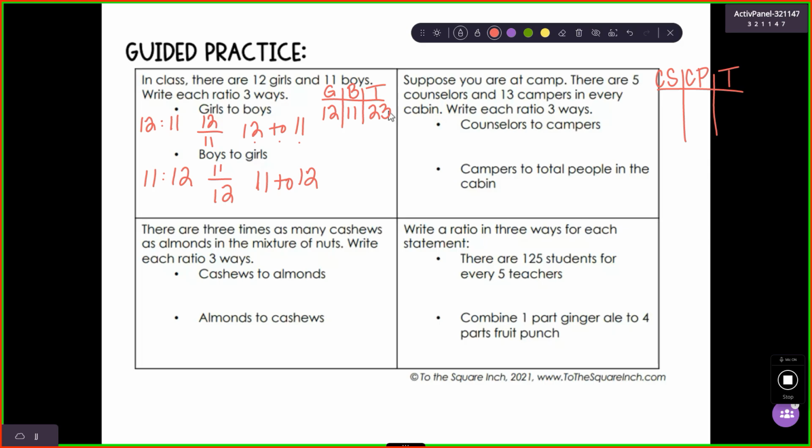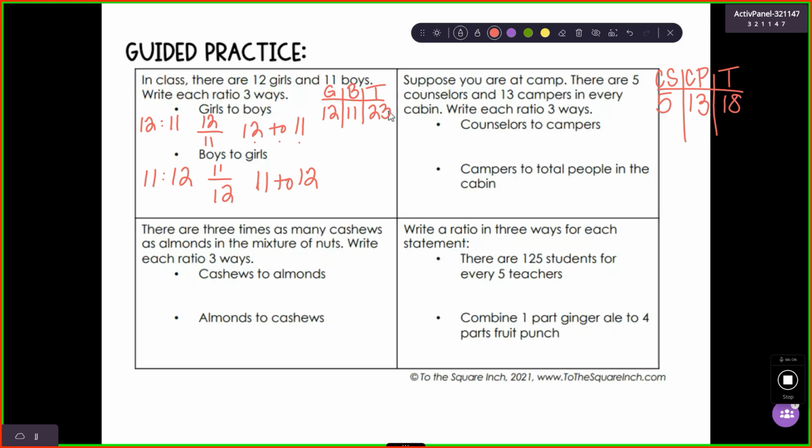Get it? Got it? So my counselors, there are 5. My campers, there are 13. To find my total, what operation are you going to do? Addition. You're going to add. You're going to find the sum. When we start getting fast and efficient, and some of us want to start rushing, then we're no longer efficient. You'll end up multiplying. But remember, part, whole. In this scenario, we have to find a sum. We have to add. And what is that sum? 18. Okay, so we have 5, 13, 18.